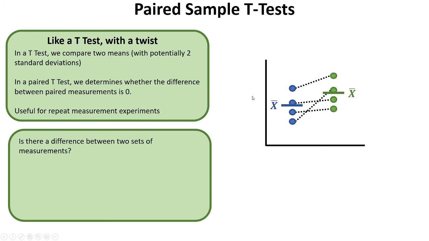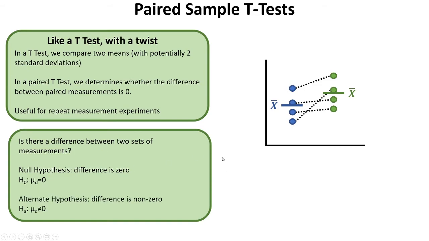So the question we have in a paired sample t-test is, is there a difference between the two sets of measurements? The null hypothesis here is that there is no difference between the two, that the mean of this difference is 0. And the alternative hypothesis is that the difference is non-zero, that there is a difference between the two.